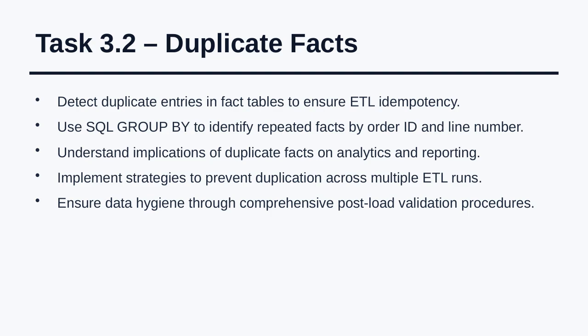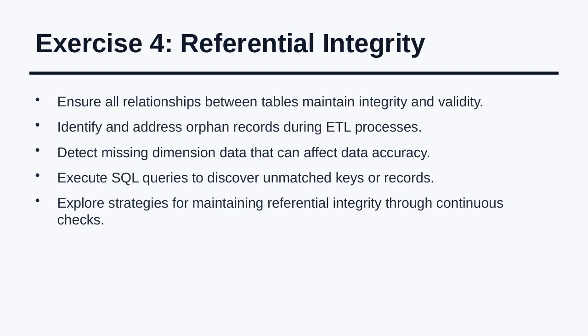To avoid these issues, it's best to design your ETL jobs to be idempotent, meaning that running them multiple times won't create duplicate data. This often involves implementing checks before inserting new records and handling updates carefully. Additionally, after the data is loaded, thorough validation procedures should be in place to catch any remaining duplication problems, ensuring overall data hygiene and reliability. This approach helps keep your data warehouse clean and your reports trustworthy.